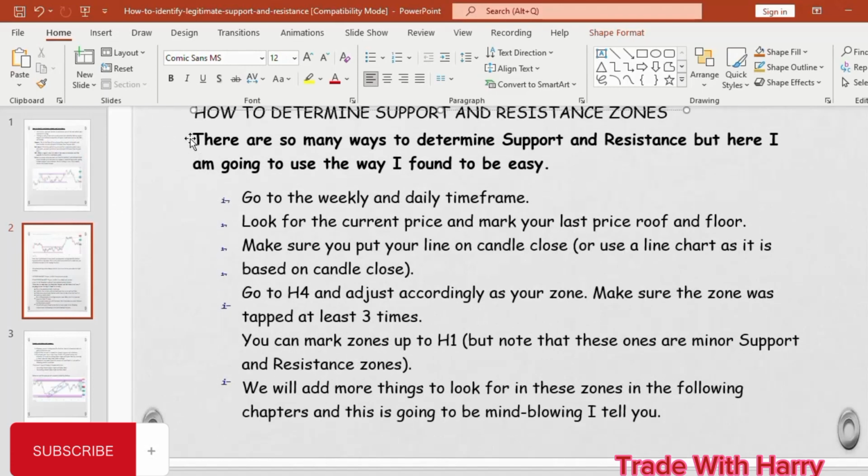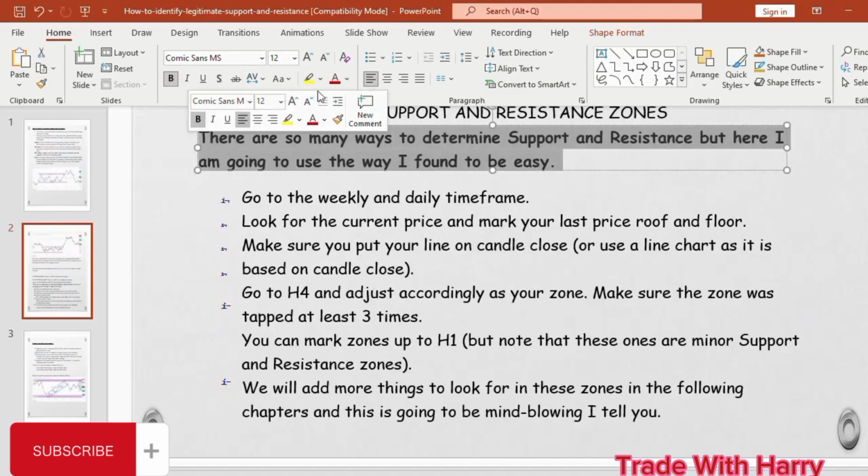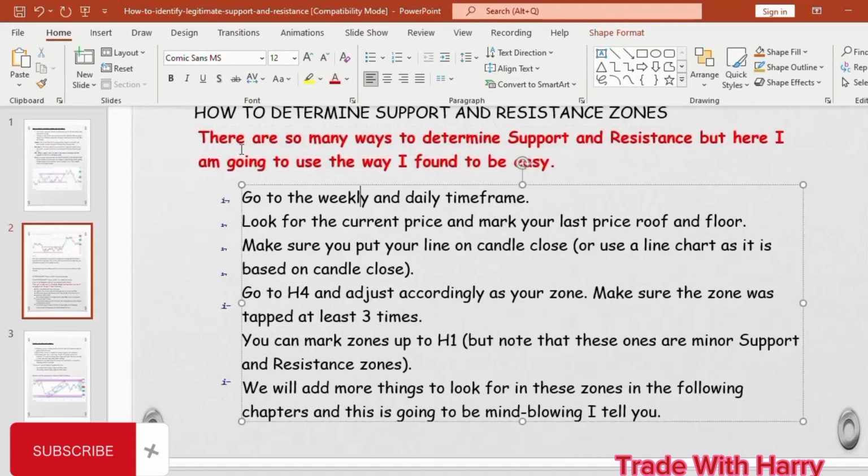So this is a cheat sheet of how you can identify the zones. There are so many ways to identify support and resistance, but here I'm going to use the way I found to be easy. The first thing is to go to the weekly and daily time frame. We will follow these steps one by one.